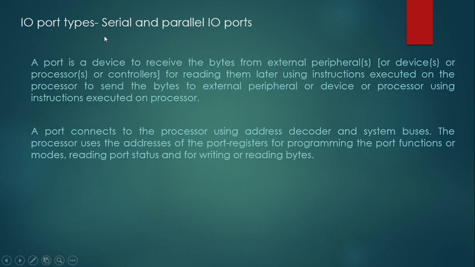So first, let us have an understanding of what is a port. By port, we mean that it is used either for sending bytes or for receiving bytes. This sending or receiving of bytes occurs between the port and the external peripheral, or the processor or controller. Whatever operation the port is performing, we have to interconnect it to the system bus, and there will also be address decoding mechanisms. All these are important points which help us in understanding the functioning of the port.